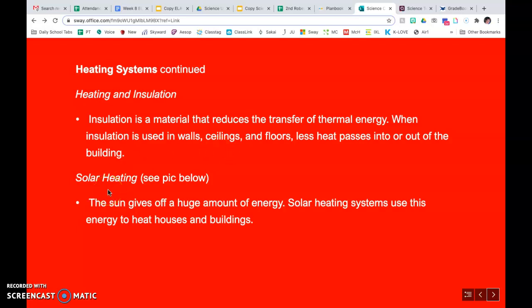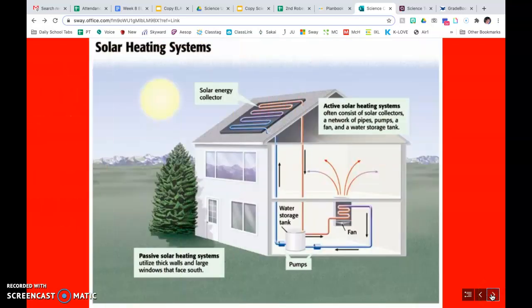We've talked about solar heating. This is heat from the sun, because we know that the sun gives off a huge amount of heat. So solar heating systems use this energy to heat houses and buildings. But again, you've got to have some way to store it up, and the sun has to be shining. So it's great, but it's expensive to get started, and then you have some drawbacks later on as well. But if you can afford it, it's a great way.